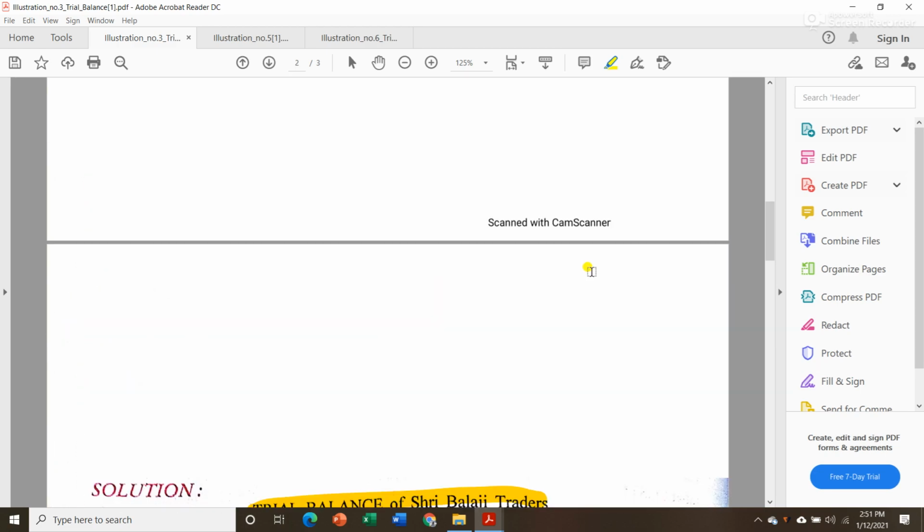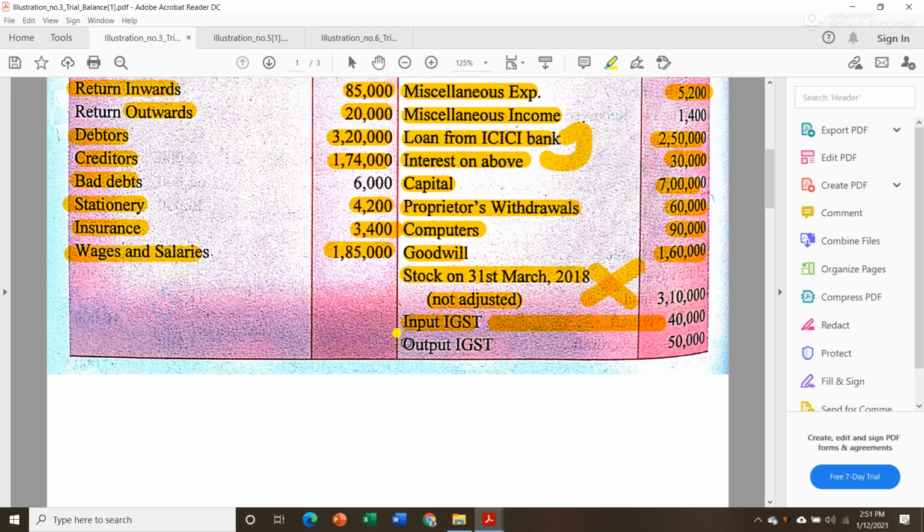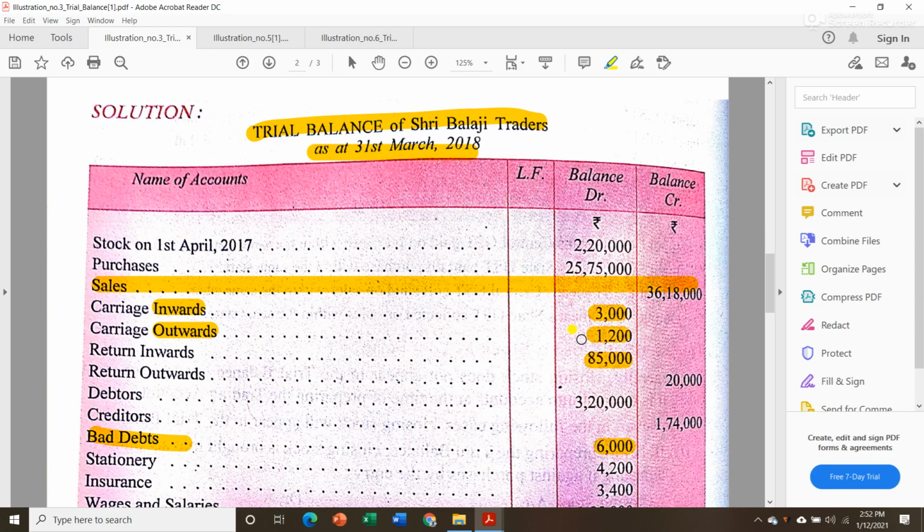Now the last one we have output IGST. Output IGST is nothing but we sold some goods and we received IGST amount. So if you see it as an income of your business, then you can write it in the credit side. It will help you in remembering.